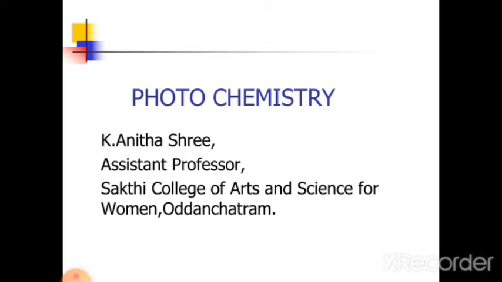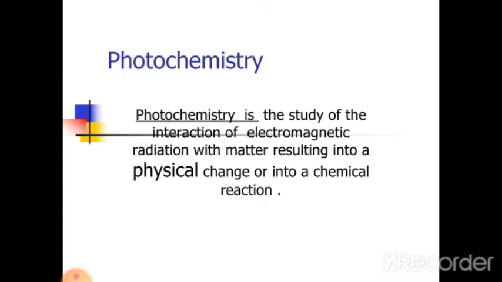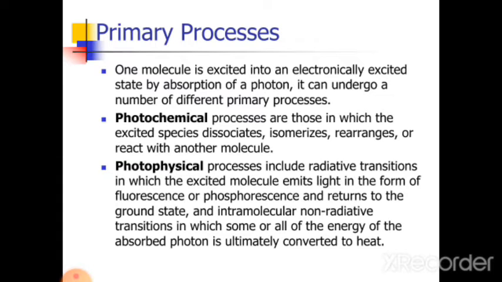Today we talk about photochemistry. Photochemistry is the study of the interaction of electromagnetic radiation with matter resulting in a physical change or a chemical change. Primary process: one molecule is excited into an electronically excited state by absorption of a photon. It can undergo a number of different primary processes. There are two primary processes available. First, photochemical process. Next, photophysical process.